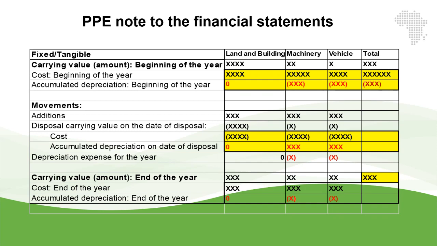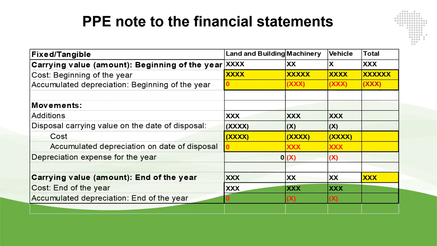How do you calculate a carrying amount on the date of disposal? You will say the cost of that particular item that is being sold, less the total accumulated depreciation on the date of disposal. You will see that under disposal carrying value, we are deducting that carrying value on the date of disposal.